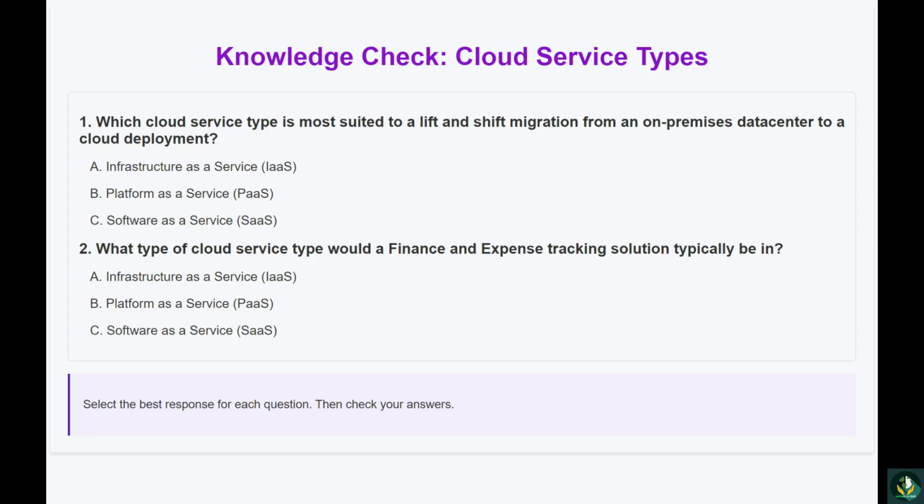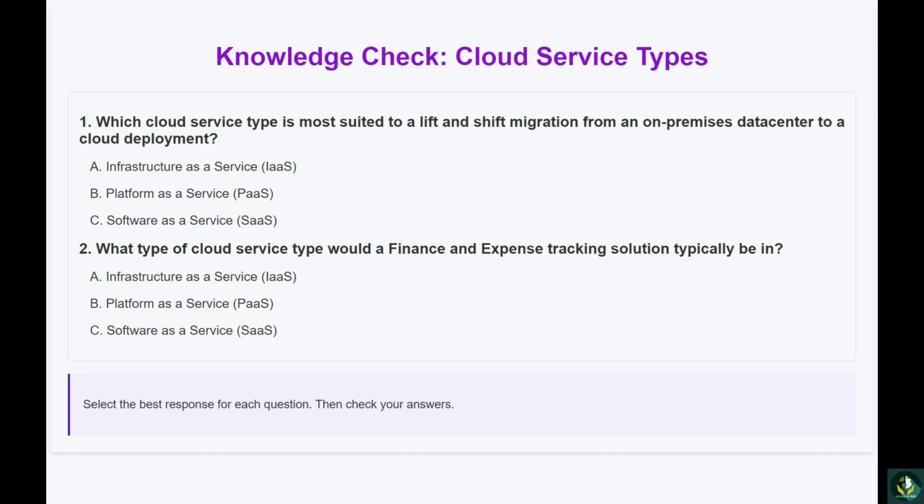As you ponder these questions, reflect on the key differences between IaaS, PaaS, and SaaS. IaaS provides the most control and flexibility, but requires more management from the customer. PaaS offers a balance, managing the underlying infrastructure while giving developers control over applications. SaaS delivers fully managed applications, requiring minimal involvement from the customer in terms of management and maintenance.